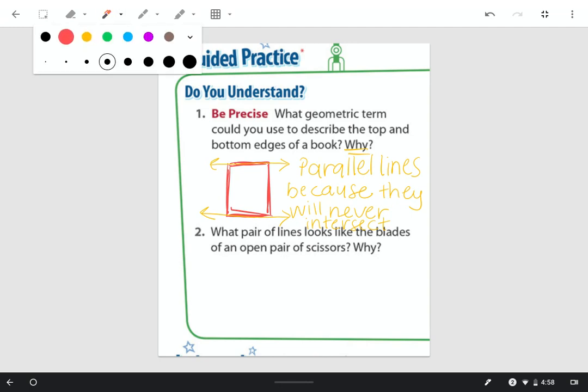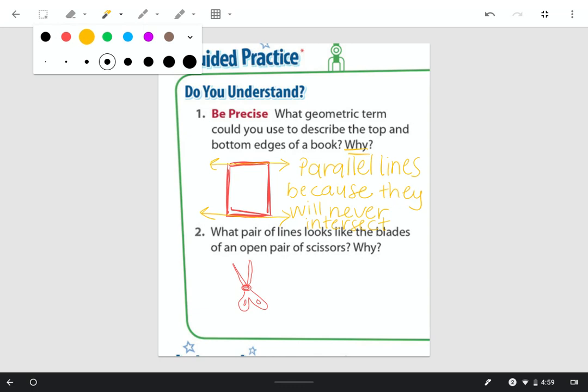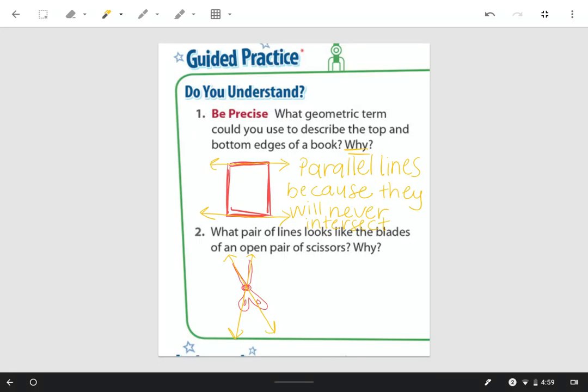Now, let's go to number 2. What pair of lines looks like the blades of an open pair of scissors? All right, here's going to be some artistry here. Not very great, but scissors, they cross here. There are handles. Okay, so my scissors. If I have scissors, and I'm talking about the blades of the scissors, I'm going to draw lines to see what type of lines these might be. So I'm going to use my pen to draw and extend the blades of those scissors.